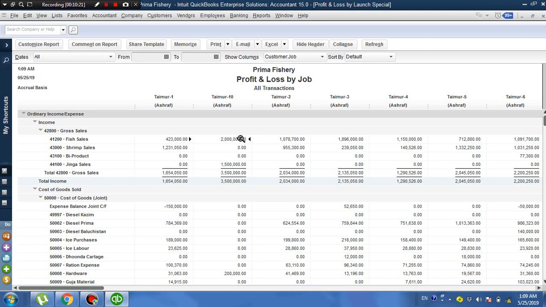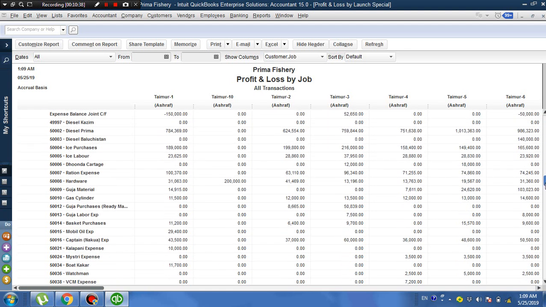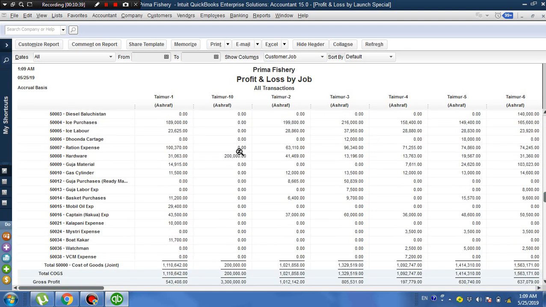So just to see the data, what happened, what we have, or record the invoice. This is the sale window, the income window is here. We sold fish of 2 million. We sold prawn of 1.5 million. And look at this. This was one of the cost entries that we have entered here, the 200,000.